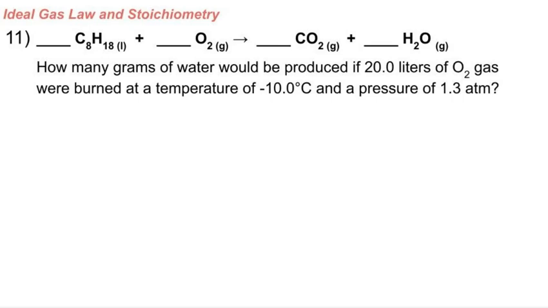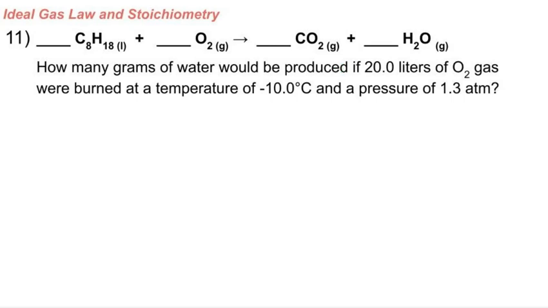Last but not least, this problem reads, how many grams of water would be produced if 20 liters of O2 gas were burned at a temperature of -10 degrees Celsius and a pressure of 1.3 atm? So this problem is a little different than the previous one because it is asking us to determine the mass of water that's produced from a particular volume of gas that is not at STP.